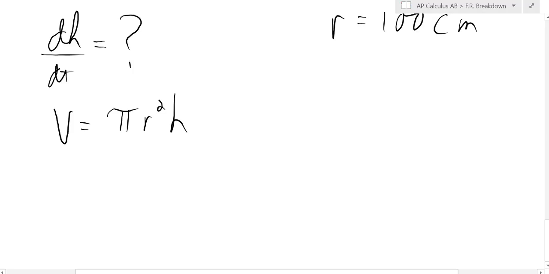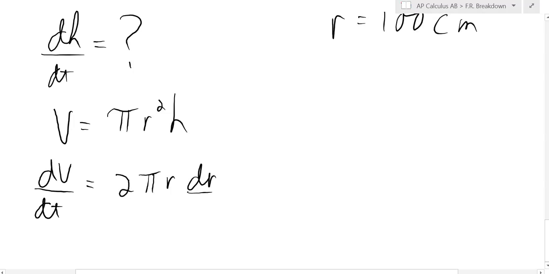So when you derive V, you're going to get dV/dt, that's nice. When you derive the other side, we have to use the product rule, because we've got r squared times h. The pi just hangs out front. So when we derive r squared, we get 2 pi r dr/dt times h. That's deriving r, leave h alone, and then add pi r squared, leave r alone, derive h.